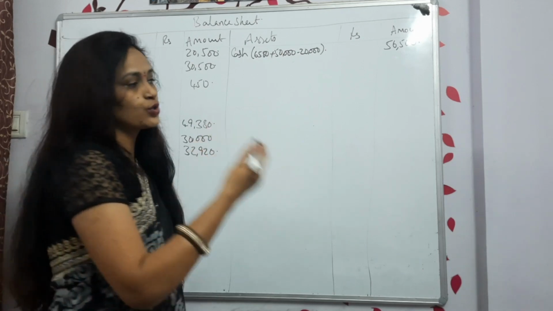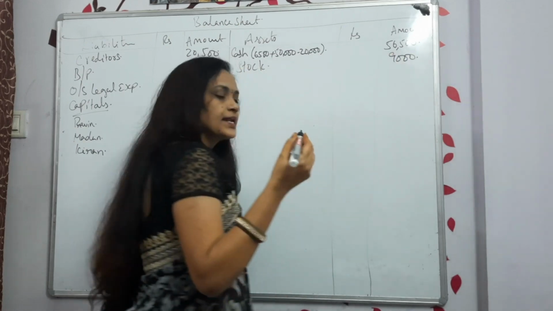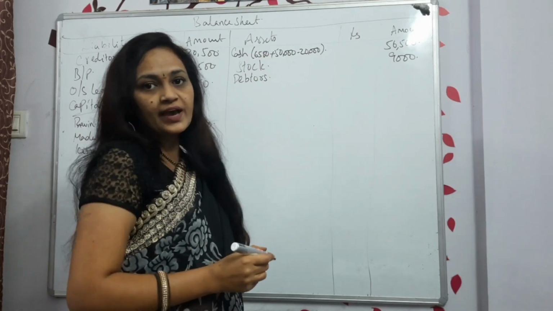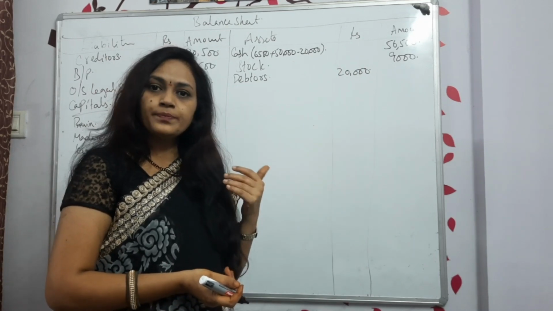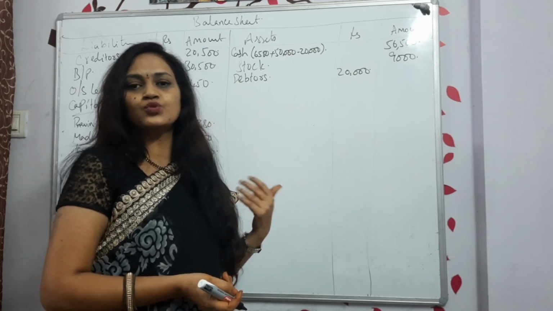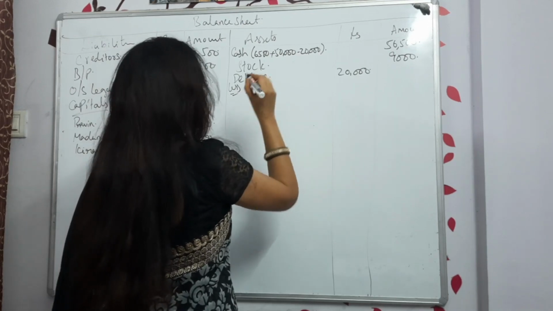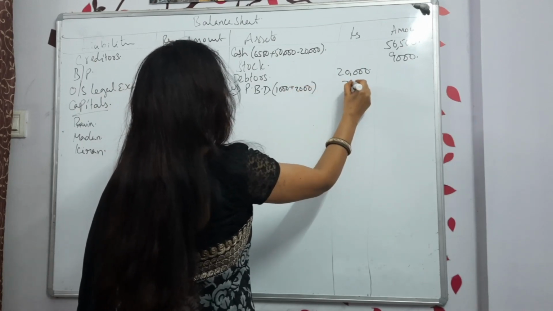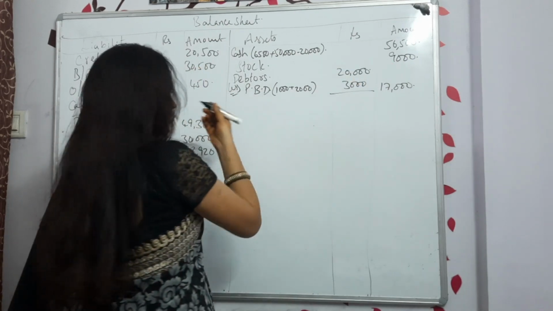Next, what is stock? Stock is 9,000. In the given question, the amount is 9,000. Next, debtors. Debtors, how much we have? Debtors is 20,000. Already in the previous balance sheet, we have 1,000 rupees PBD. In the adjustments, they asked to increase 2,000. So, total PBD is 3,000. Already existing, you got 1,000 and they have increased 2,000. Total 3,000 as provision for bad debts. Total 17,000.